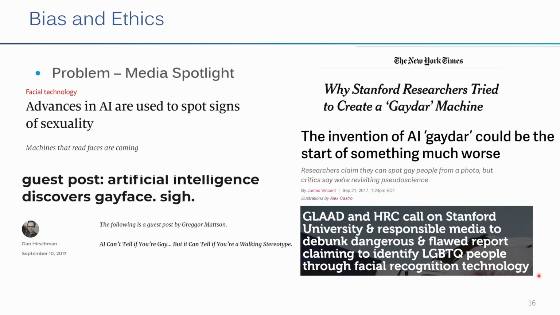Then a guest post on artificial intelligence discovered a face. AI can't tell you if you're gay or not, but it can tell you if you're a walking stereotype, and so on. And all of this is just to show how this allegedly naive paper, let's believe that this was done from a naive perspective, has a lot of implications. Imagine if you extrapolate their findings to places where, let's say, a specific choice can affect your life forever. So this is quite disturbing.